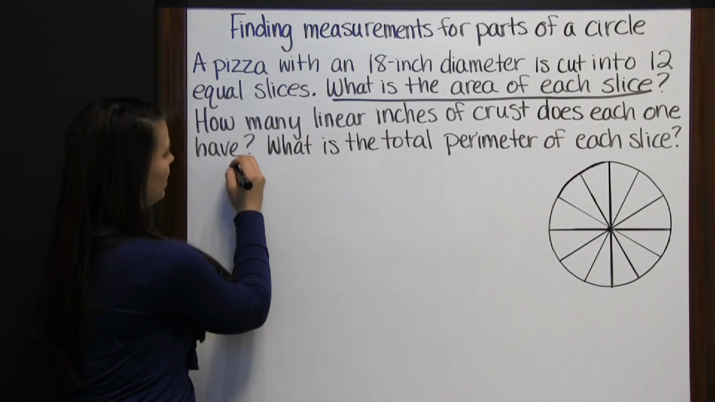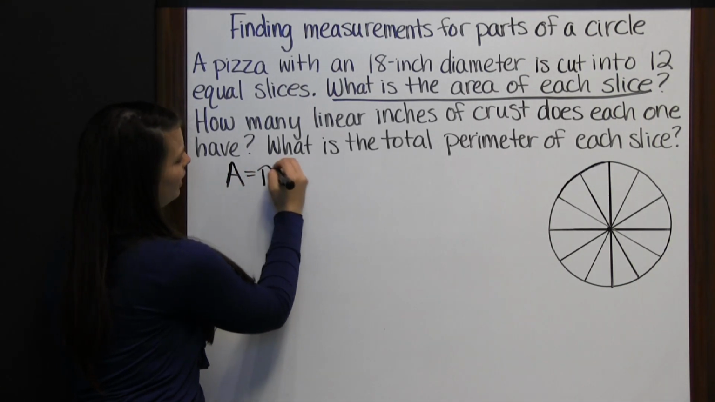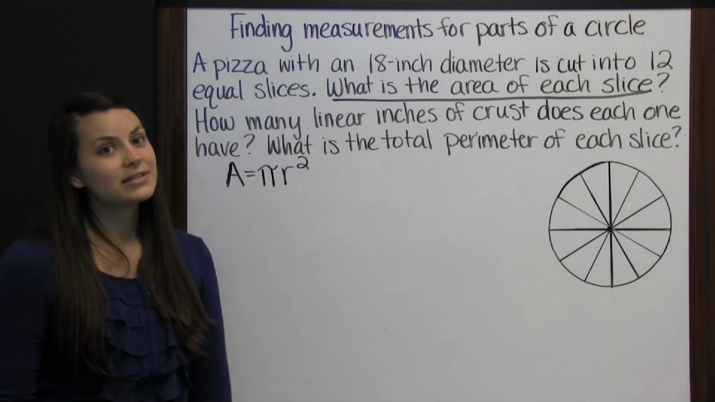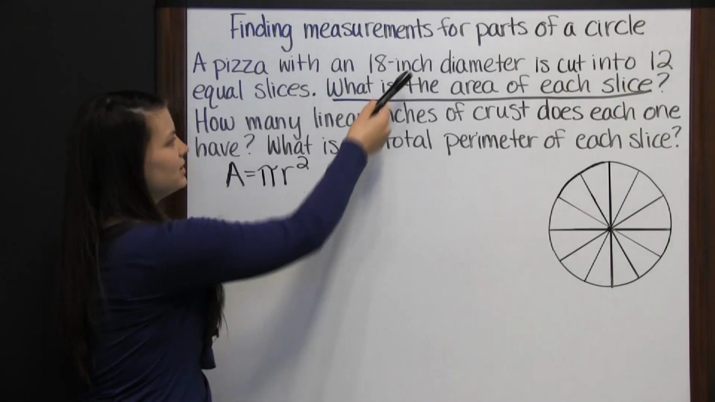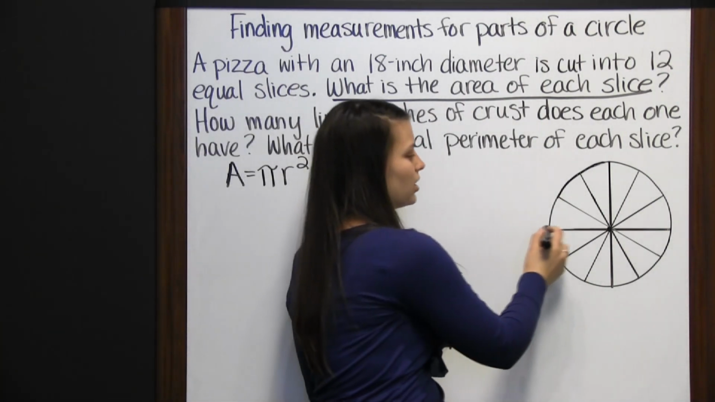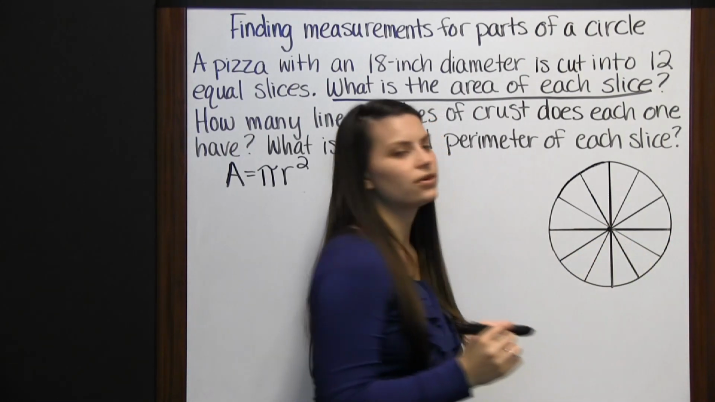So first I'm going to find the area of my circle. Area of a circle is pi times the radius squared. They didn't give us the radius though. We were given the diameter. The diameter is the distance across the circle through the center. It has its endpoints on the circle.